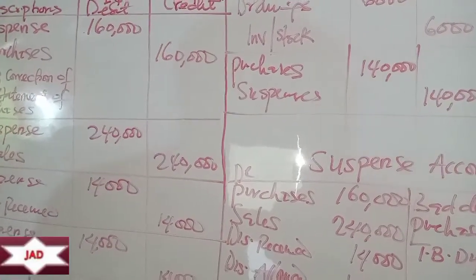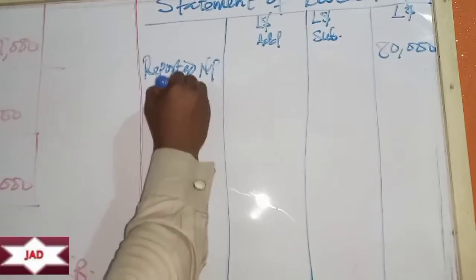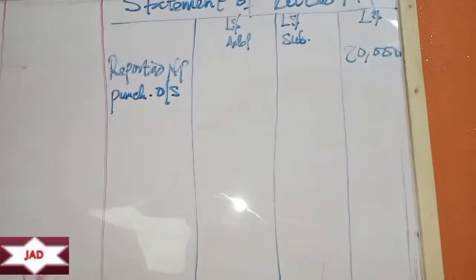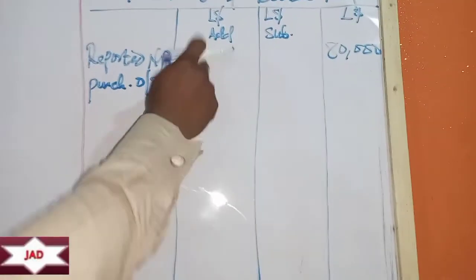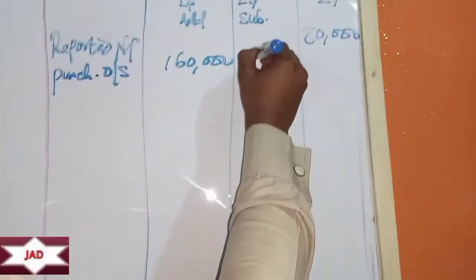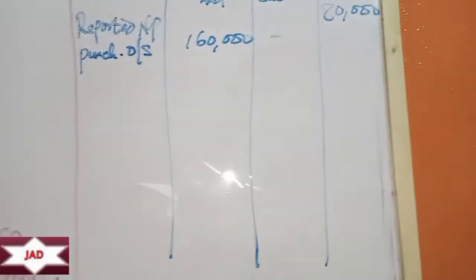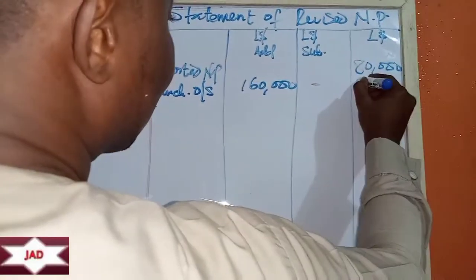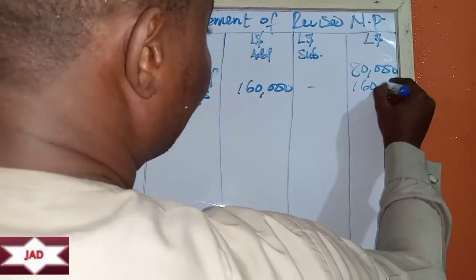So how do you correct the profit now? You add. Okay? So we say what? Purchases overstated. So we add. How much is that? 160,000. Okay? So that means that here is what? An addition.